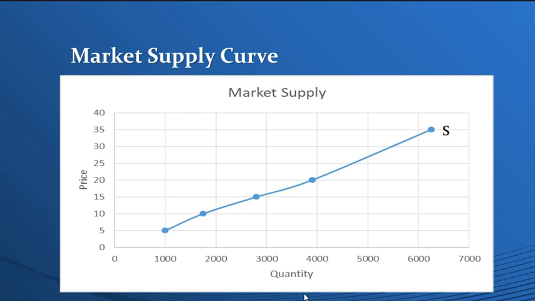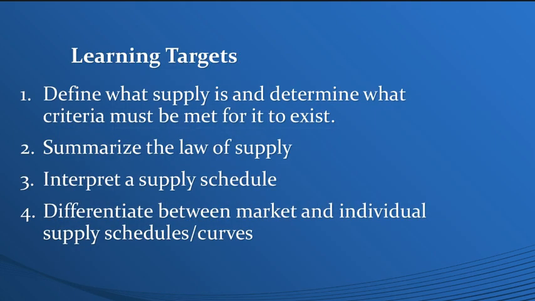That's going to wrap it up for us. We covered all the basics that you need to know as far as the fundamentals of supply, and we talked about individual and market supply. So let's make sure we can do these. If you can't do these, then just go back in the video and try and figure out exactly what it is that you missed out on. So can you define what supply is and tell me what 2 criteria must be met for it to exist? Can you summarize the law of supply, and can you interpret a supply schedule? And last thing, could you actually tell me what the difference is between a market and individual supply curve or schedule?